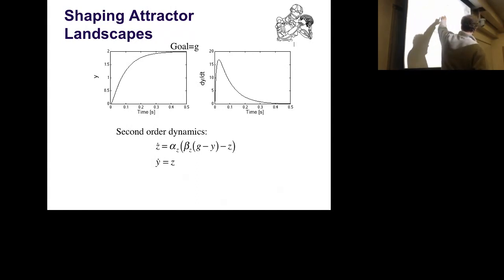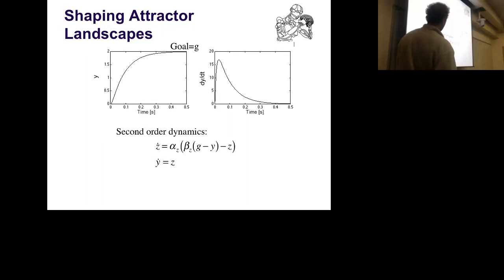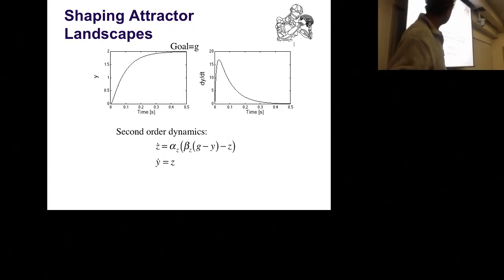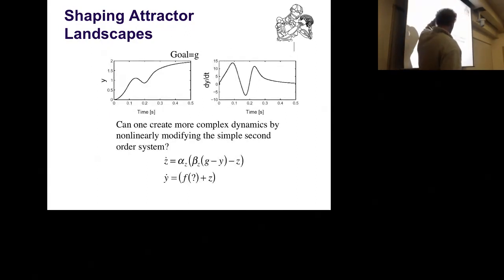This is a second order system now. This basically has a goal state. This is like a spring damper system, just written as two differential equations in a slightly different way. So this is the goal where you want to go. Y would be your position of the system, z is the velocity of the system, and z dot is kind of like an acceleration. But the question is now, can you do something more complicated?